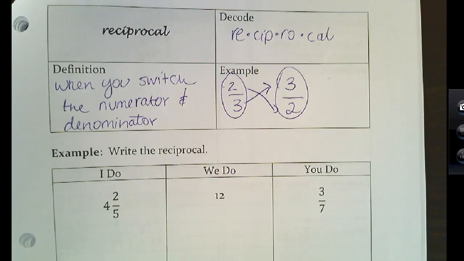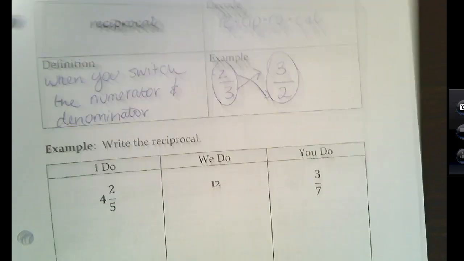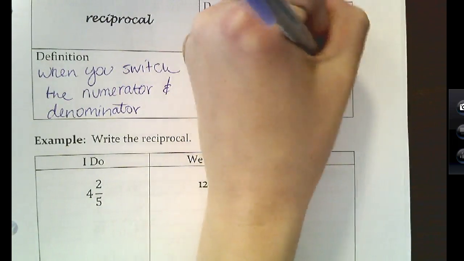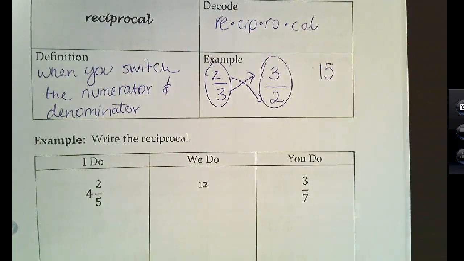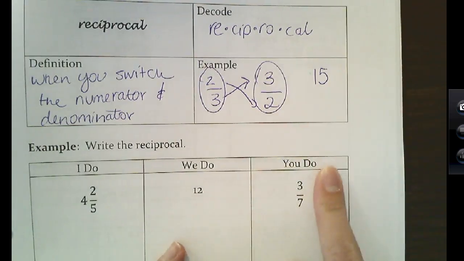Yep, that would be just switching the order of the numbers. Let's say we had a whole number. That's a good question. Go ahead and write the whole number 15. In order to do a reciprocal, our number has to be a fraction first. So who can tell me, how do I write 15 as a fraction?